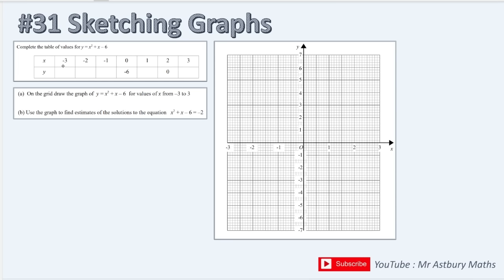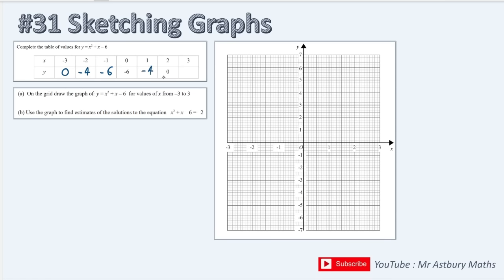So what I need to do is take each of these numbers, square them, add it to itself, and then minus 6. So minus 3 squared is 9. And then add on a minus 3 gives me 6, then minus 6 gives me 0. Minus 2 squared is 4, minus 2 is 2, minus 6 is minus 4. Minus 1 squared is 1, minus 1 is 0, and then minus 6. 1 squared is going to give me 1, plus 1 is 2, minus 6 is minus 4.